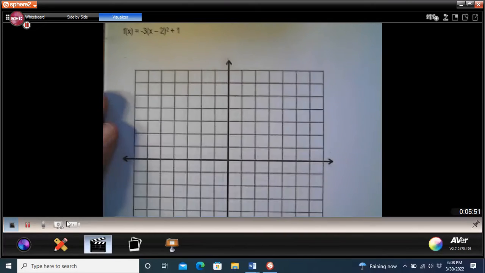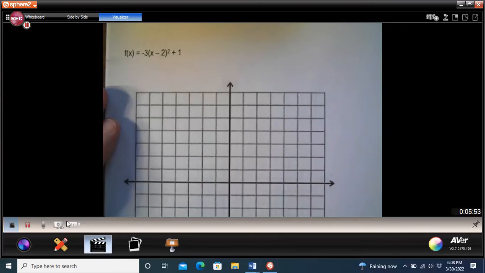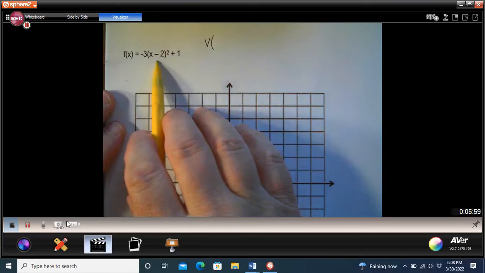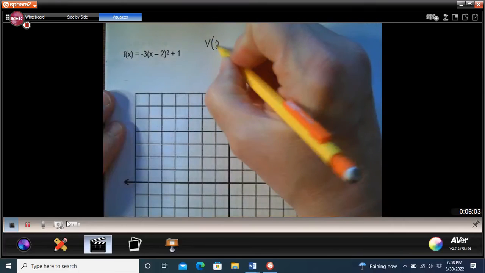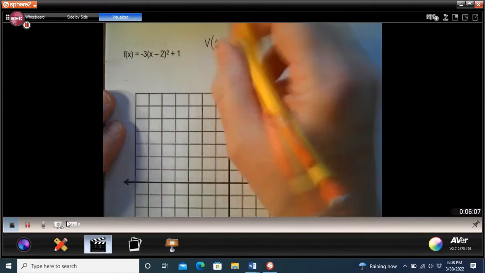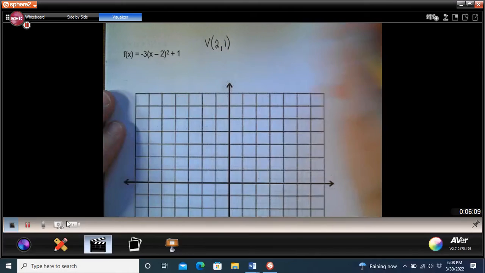Here we have another example. We look at it and we find the vertex first. The vertex is the opposite of what this is. So the opposite of -2 would be +2. Then I take the same of what's out here. So the vertex is at 2, 1.